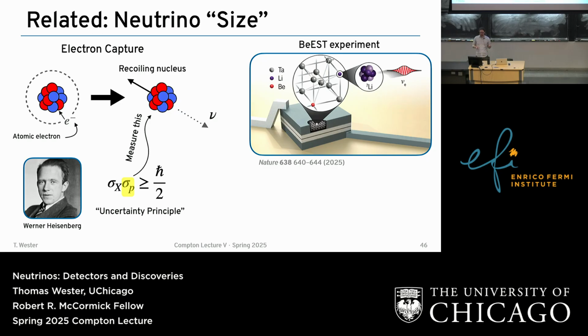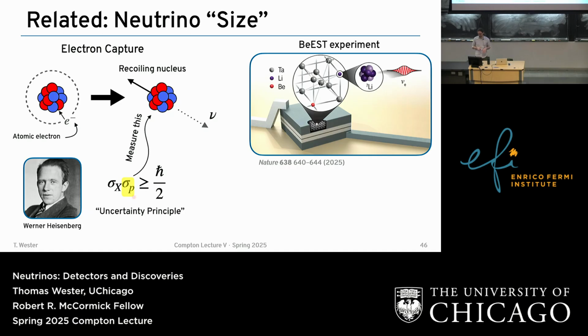What the BeEST experiment did is use the Heisenberg uncertainty principle, a concept that relates the uncertainty in a particle's position with the uncertainty in a particle's momentum. By measuring the momentum of this recoiling nucleus very precisely, they're able to infer the uncertainty on its direction. In other words, if you have a very precise knowledge of the particle's momentum after the recoil, then that sets the scale of how uncertain the localization of that particle is, in other words, where that decay happened in space.